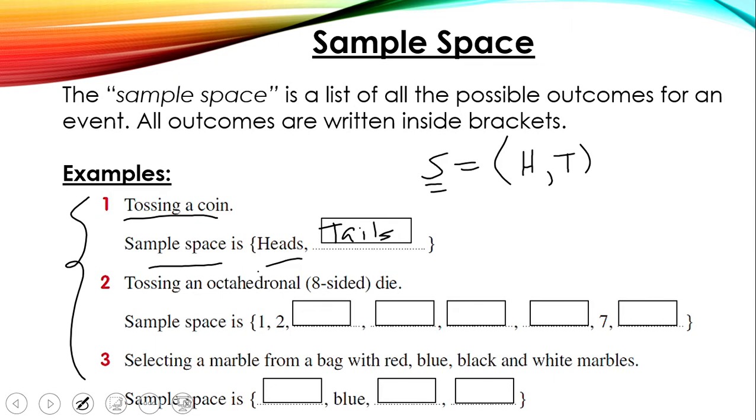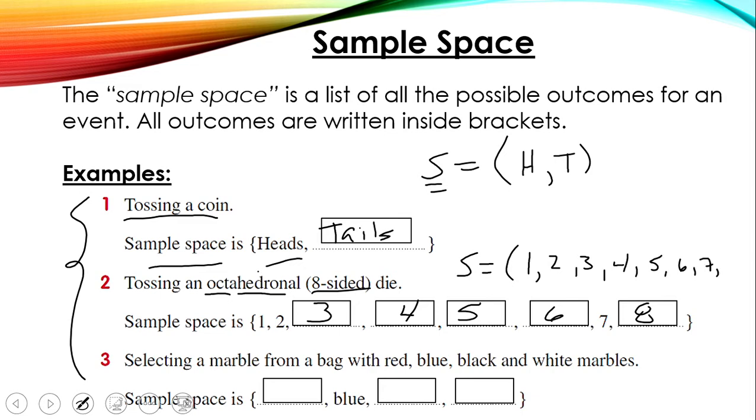So if we look at another sample space, tossing an octahedronal or 8-sided die, octa meaning 8, and hedron meaning face or side. So that's kind of where that word comes from. If you have an 8-sided die, your sample space is 1, 2, 3, 4, 5, 6, 7, and 8. Again, if you wanted to, you could also list that as S equals bracket 1, 2, 3, 4, 5, 6, 7, 8, and close bracket. And that's how you would be able to easily do that one.